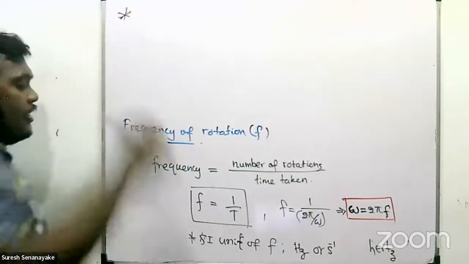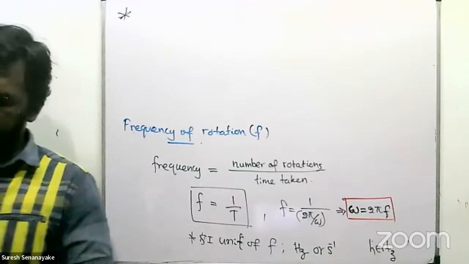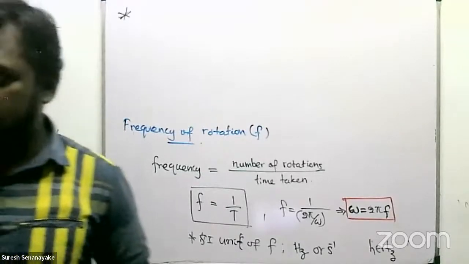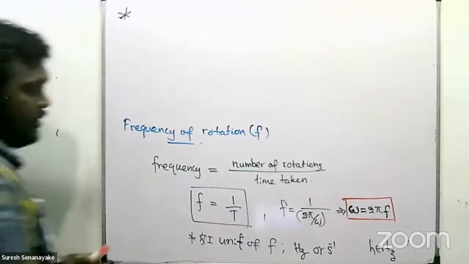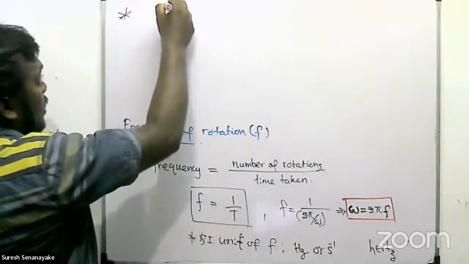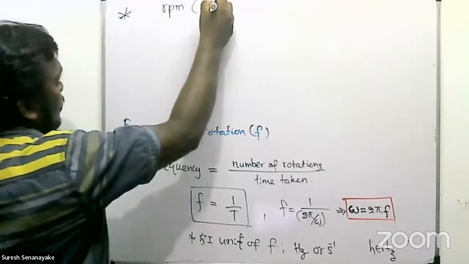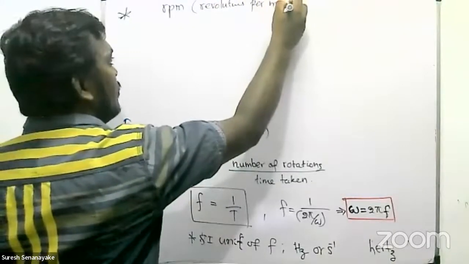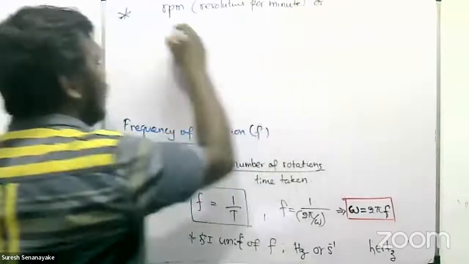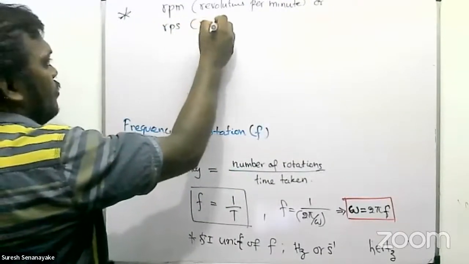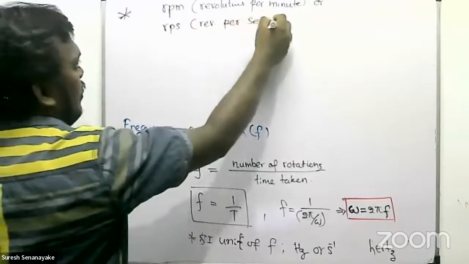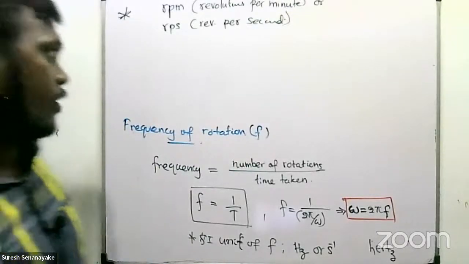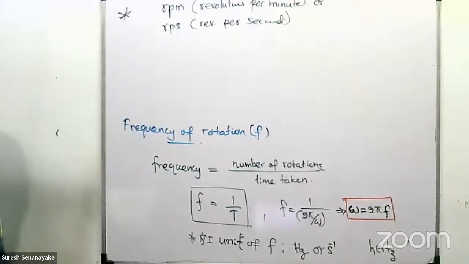The angular frequency is generally expressed as RPM, revolutions per minute, or RPS, revolutions per second.